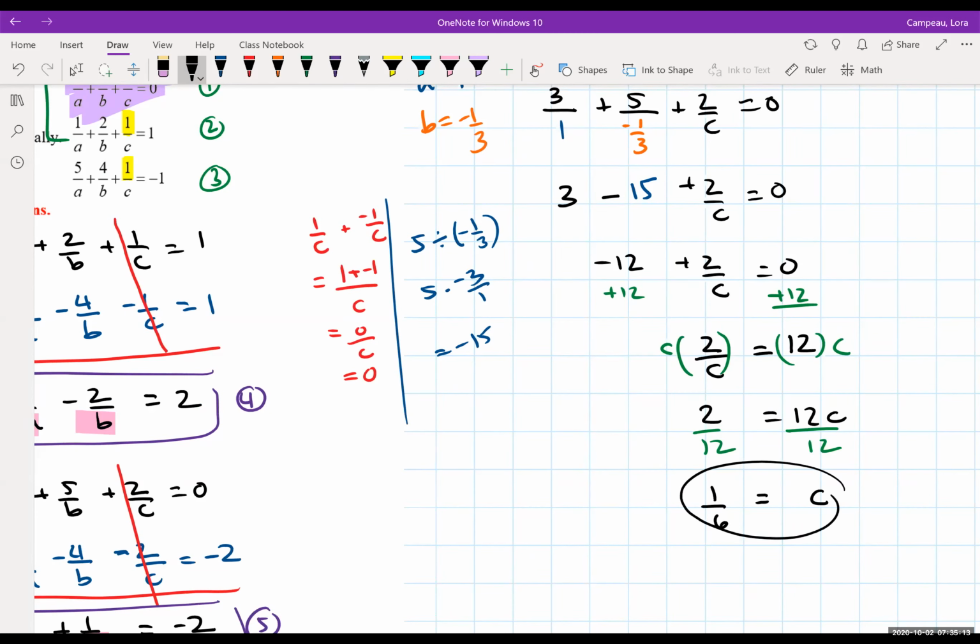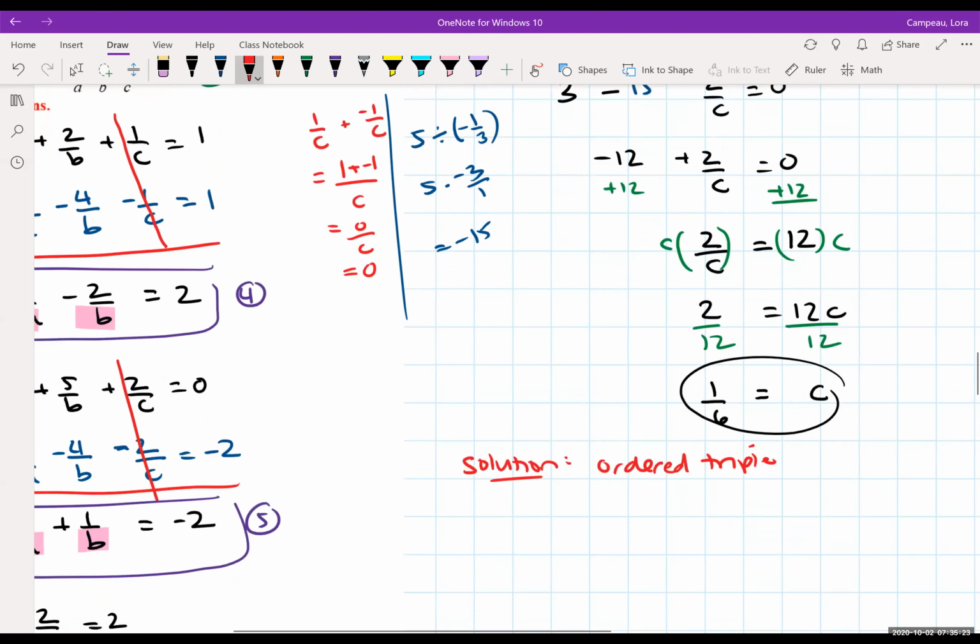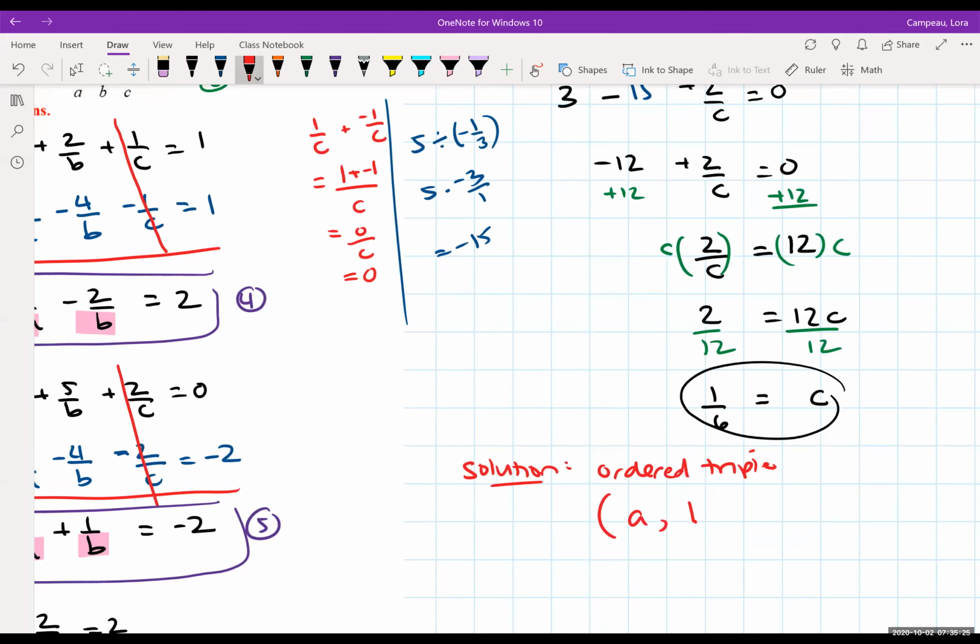So we do have all three answers. What is our solution? We have the ordered triple, or ordered triplet, however we want to say. We assume that we're dealing with A, B, and C, usually the alphabetical order. So that's going to leave us with C is 1/6, B is negative 1/3, and A is 1.